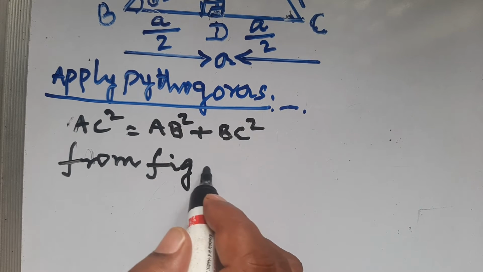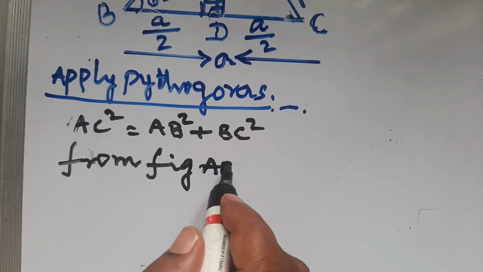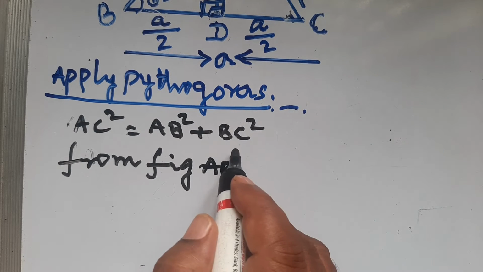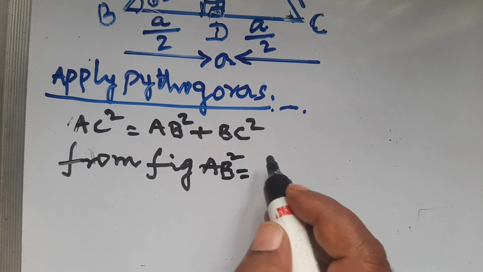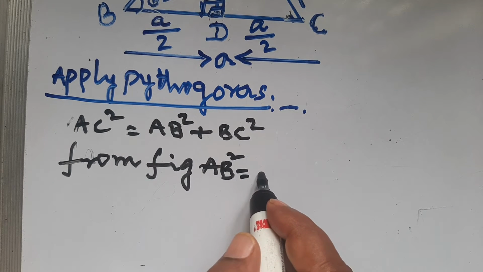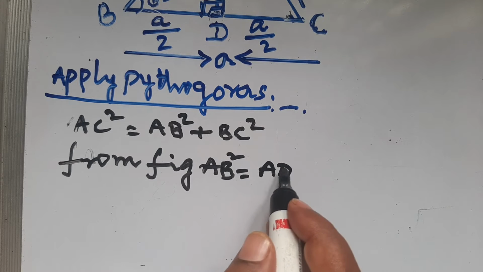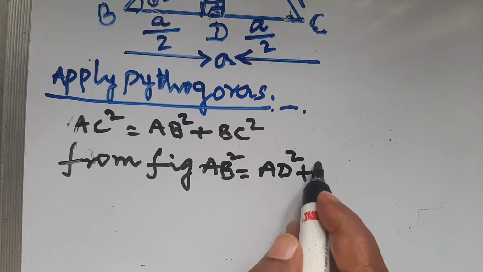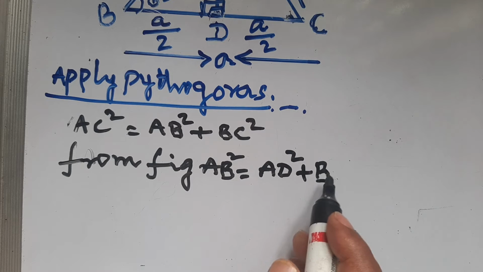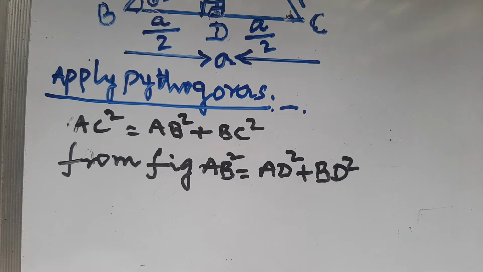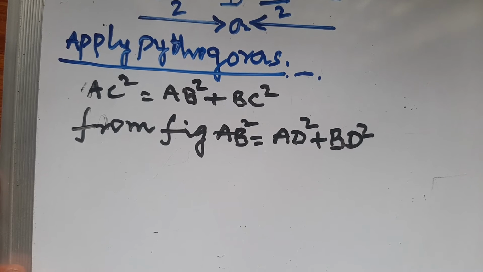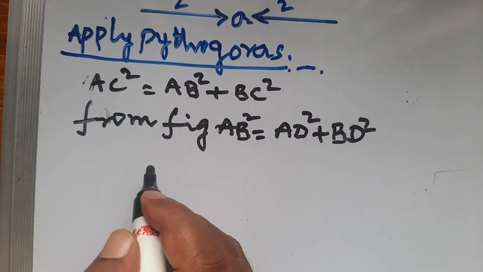if we observe that AB square is equal to AD square plus BD square, or BD square plus AD square, anything you can take. This is from the diagram. Okay. So from this we have to derive the formula. So according to this, what do we have to write?